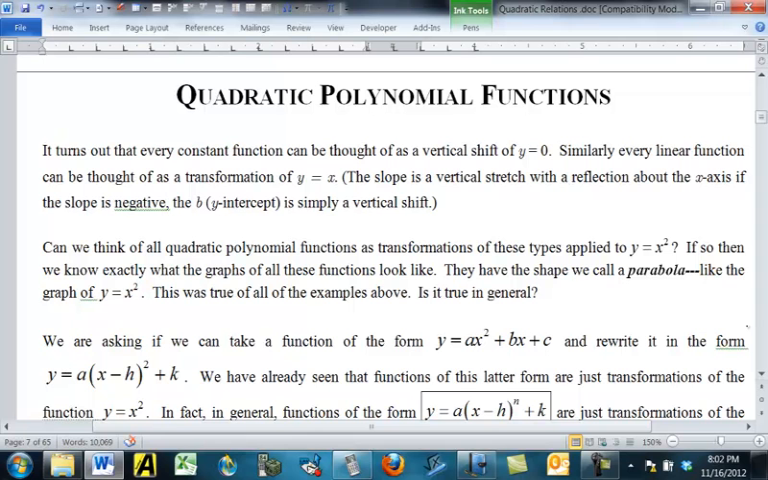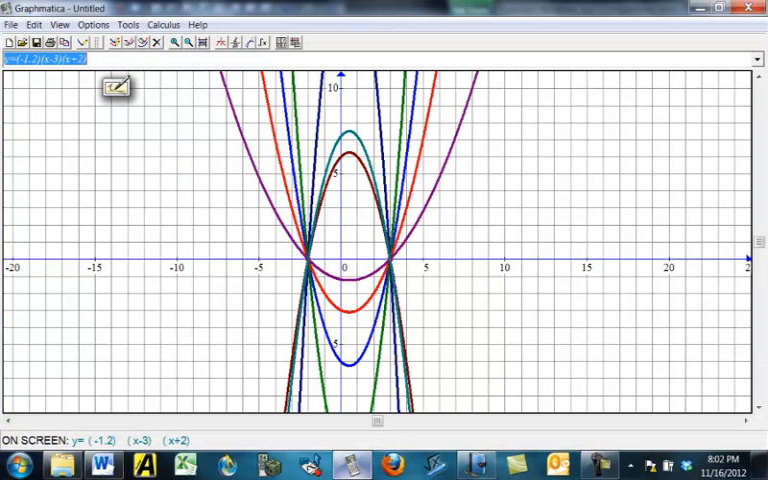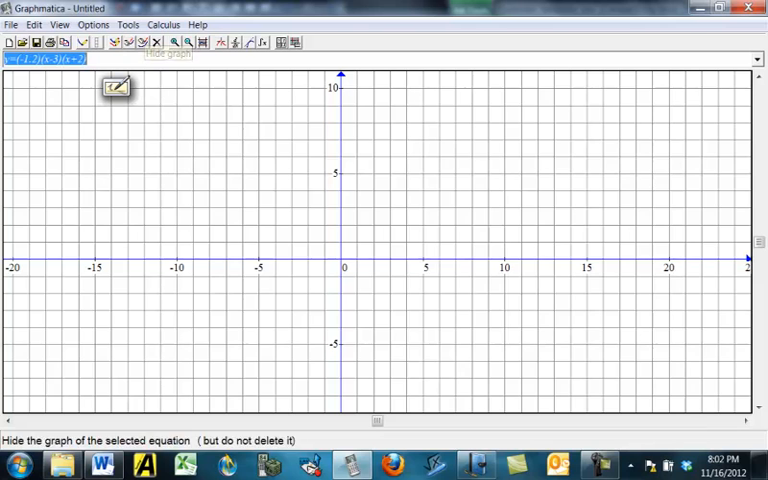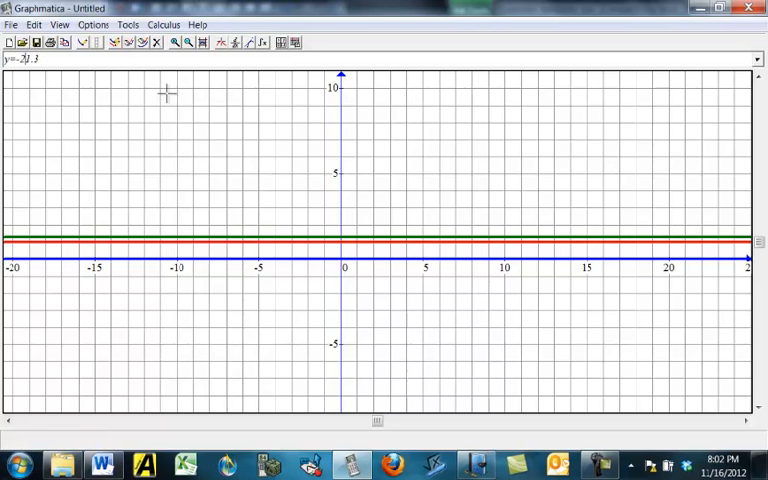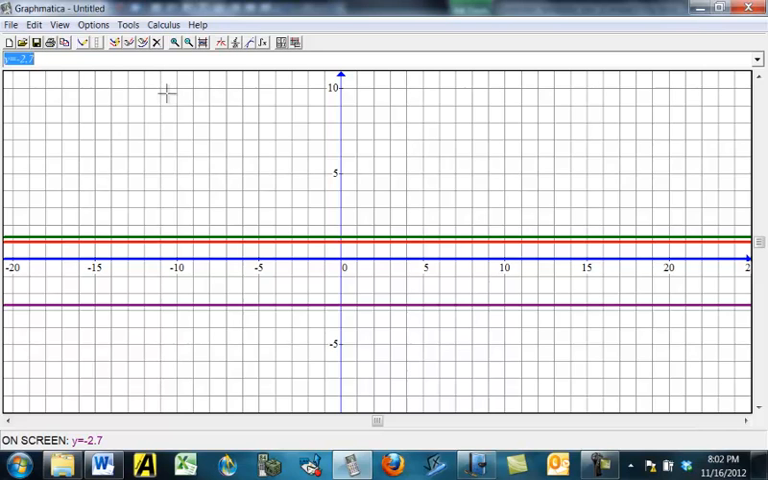Now, we can start by thinking of constant functions, and the most basic one, I guess, is y equals 0, and all constant functions are just vertical shifts of that. Y equals 1, y equals 1.3, y equals -2.7. They're all just shifts of each other vertically.